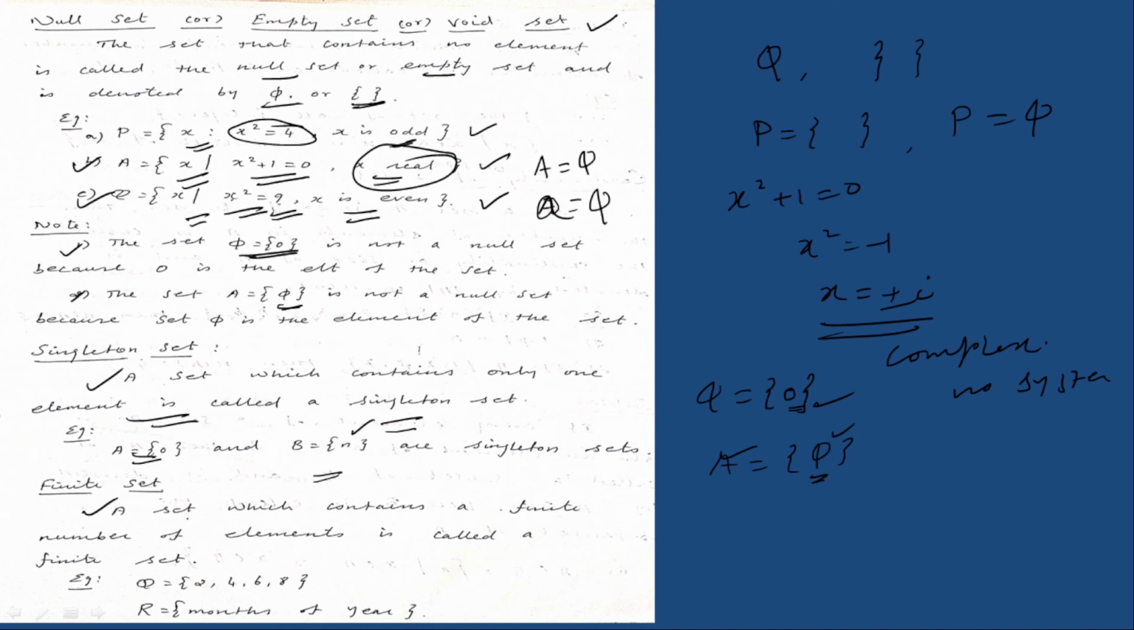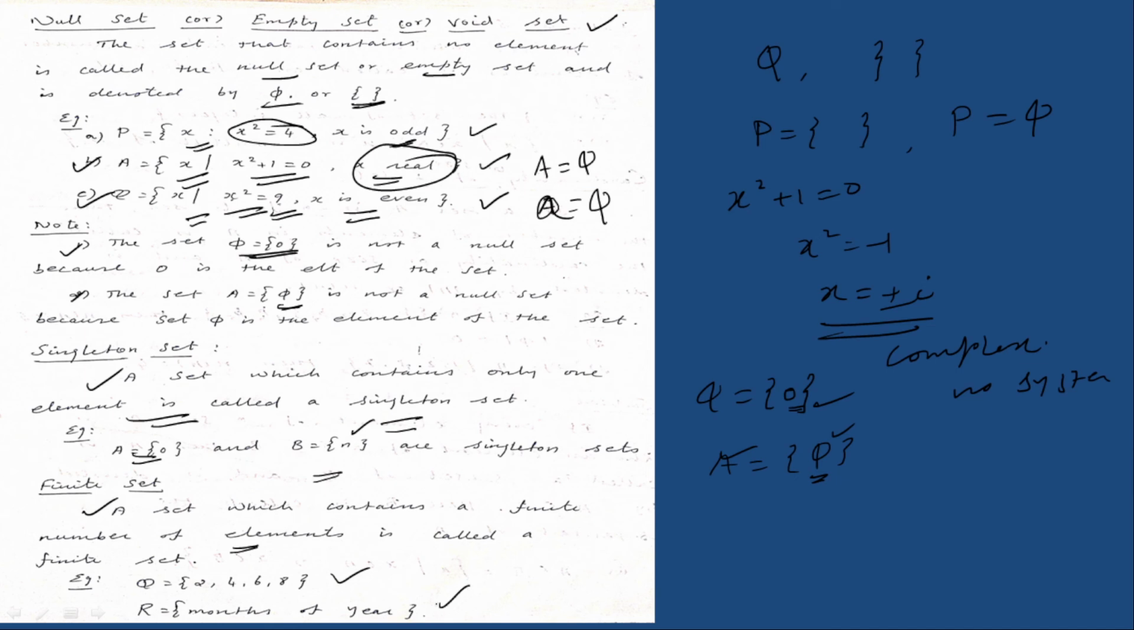Next one, a finite set. A set which contains a finite number of elements is called a finite set. Which means the elements are not infinite in number. For example, Q is equal to {2, 4, 6, 8}. That's all. So this is represented in tabular form or roster form.